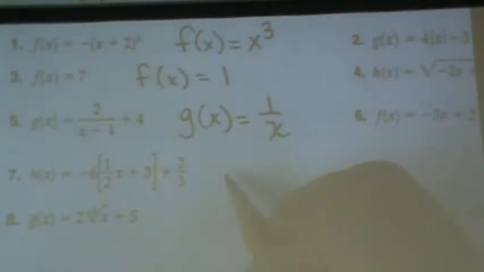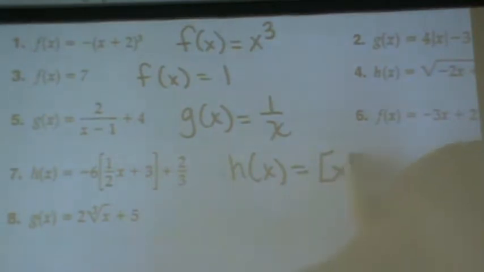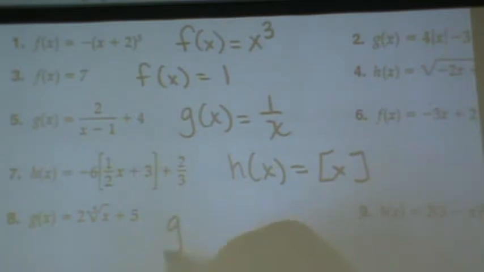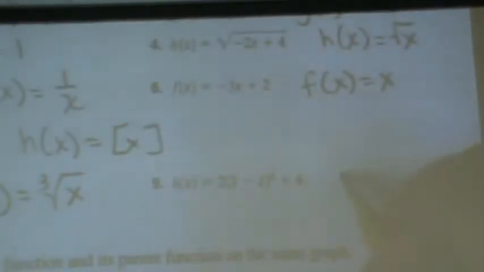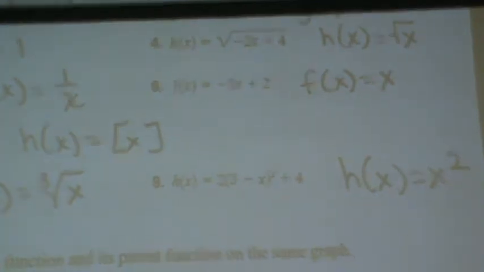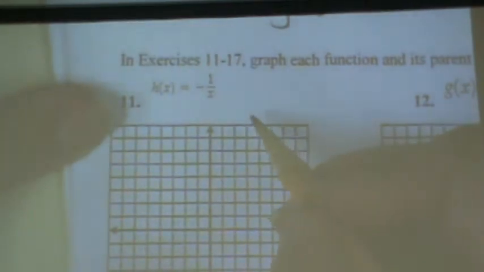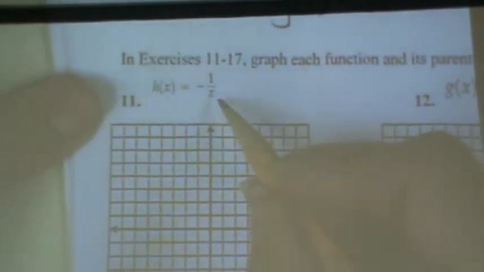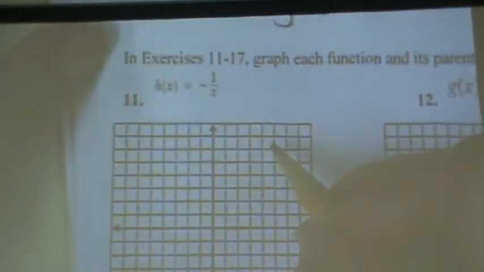Number 7 is the greatest integer function, h of x equals the greatest integer x. Number 8 is the cube root function, g of x equals the cube root of x. And number 9 is the quadratic function, h of x equals x squared. The next set of problems are asking you to graph the original, the parent function, and then graph this one. All of these are involving one transformation.